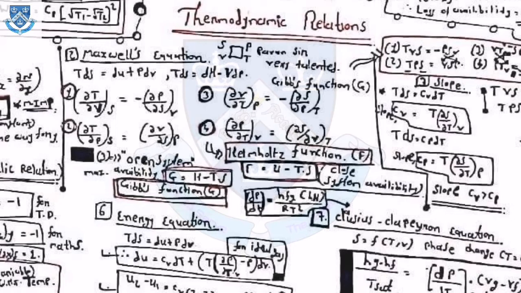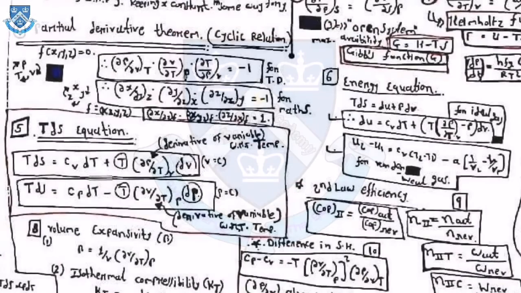Then del P upon del T is equal to h fg upon R T square into LH, which is the Clausius-Clapeyron equation. Then the next one is the partial derivative theorem, which is also known as the cyclic relation. The equation is like this: del P by del V at constant temperature into del V by del T at constant pressure into del T upon del P at constant volume is equal to minus 1, which is for thermodynamics only. And for maths you have also seen this equation in the form of xyz.